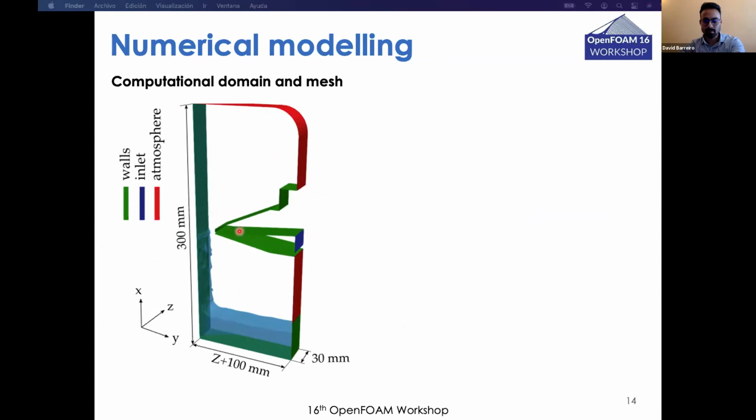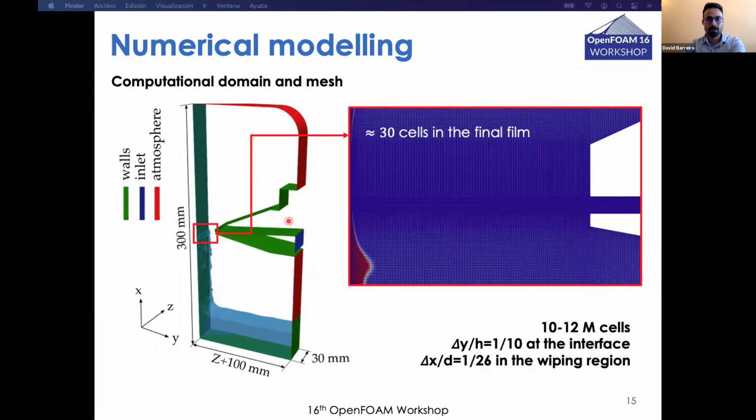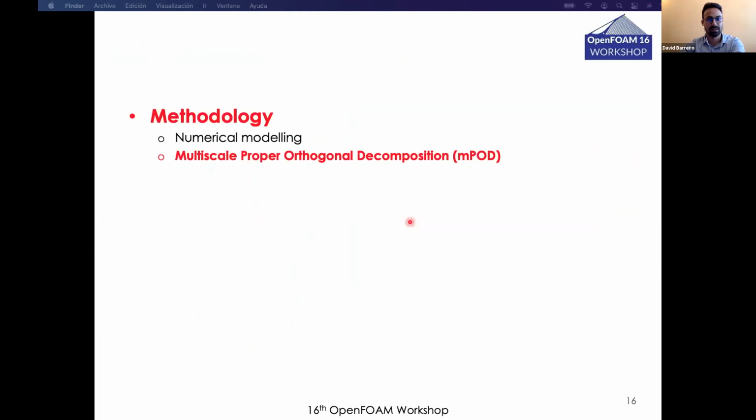The moving substrate, the coating bath, and the jet nozzle are modeled as walls. The boundaries in red are outlets in which we establish the atmospheric pressure. And the inlet of the gas flow is here in blue, where we set the nozzle pressure. On the right, you can see a detail of the mesh in the region of maximum interaction, where we tried to keep a good resolution in order to capture well the jet dynamics and the gas-liquid interaction.